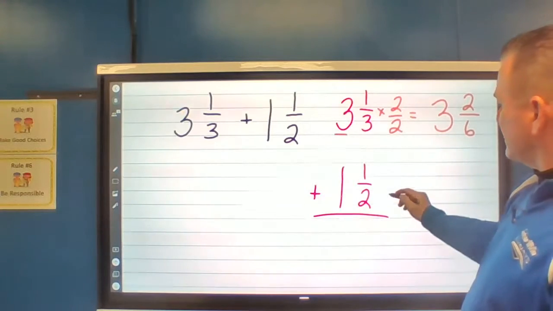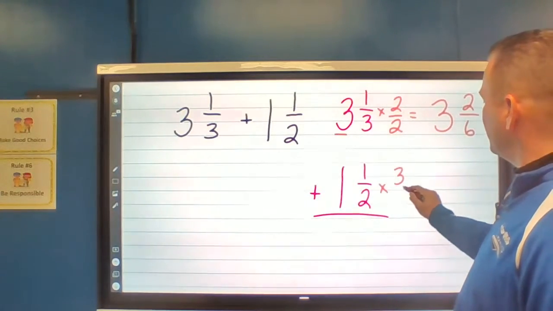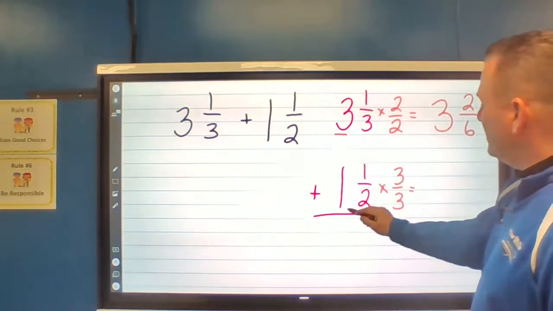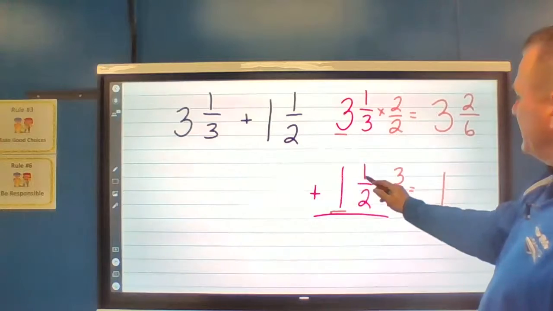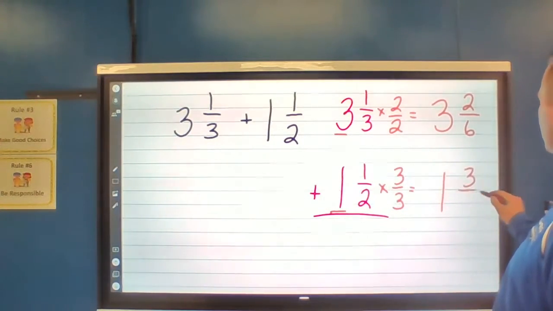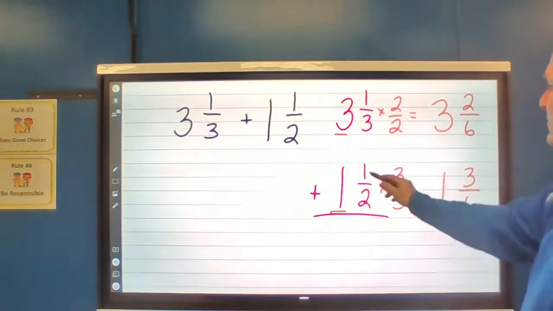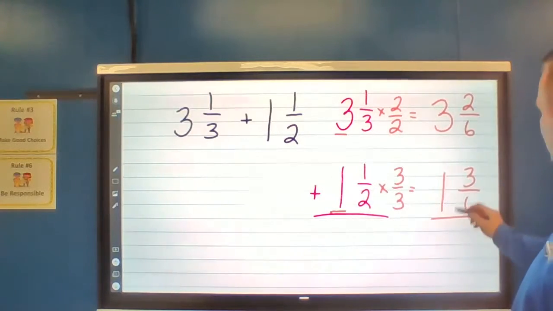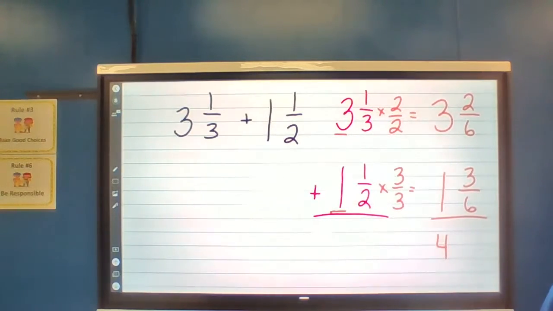Now I want to get him to 6. So I would multiply him by 3/3. And remember, only the fraction is getting multiplied. My 1 will just carry over. And then 1/2 times 3/3 would be 3/6. Because 1 times 3 is 3, 2 times 3 is 6. So now you see that my denominators are the same. I can carry out my whole addition problem. 3 plus 1 is 4. 2/6 plus 3/6 is 5/6.